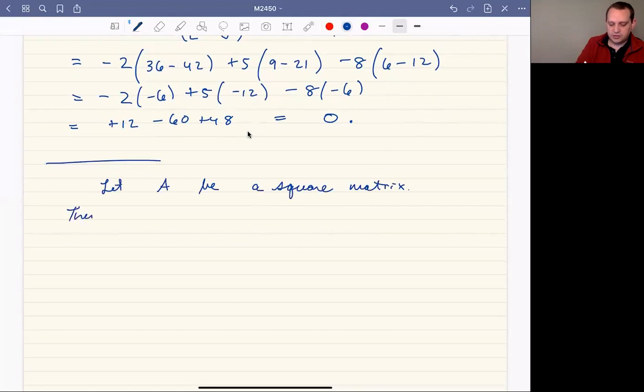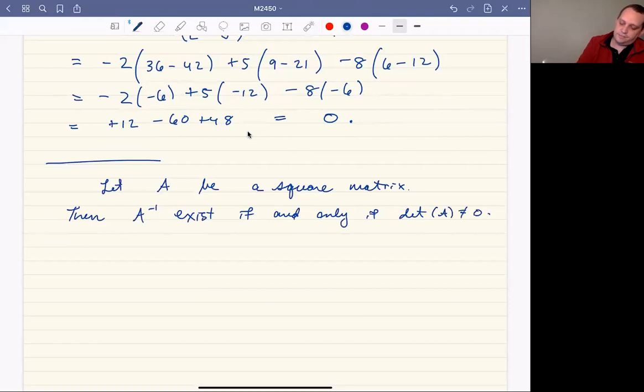And then the following is true, and this is the main reason why we care about determinants. It turns out that A inverse exists, A has an inverse, if and only if the matrix A has a non-zero determinant. That turns out to be true for all matrices with an equal number of rows and columns.